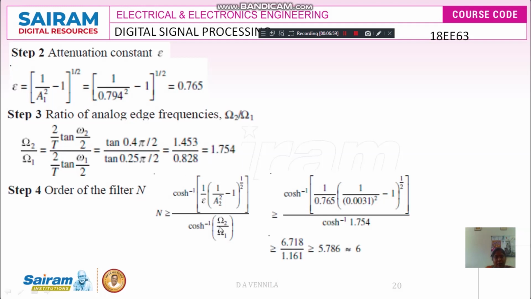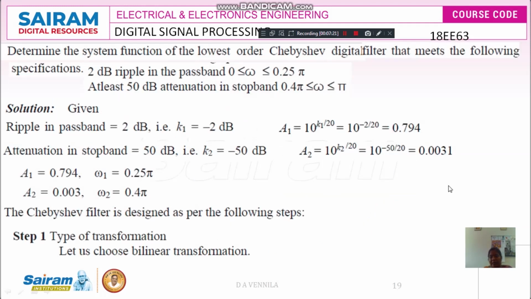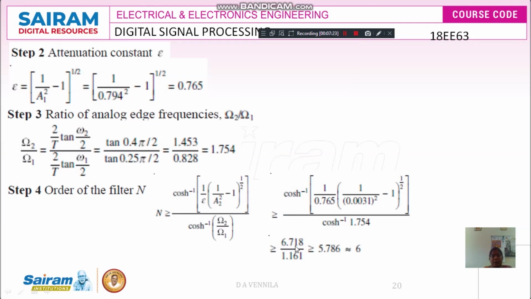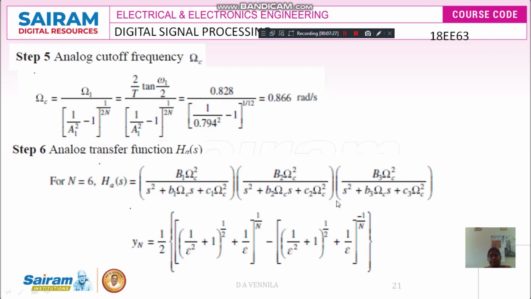Okay, so we are going to substitute here. Epsilon we have calculated 0.765, using A1. Then A2 you need to substitute; the A2 value is 0.0031, which we have already calculated. We are going to substitute that, and here the nearest value is 6. So the order of the filter is 6.